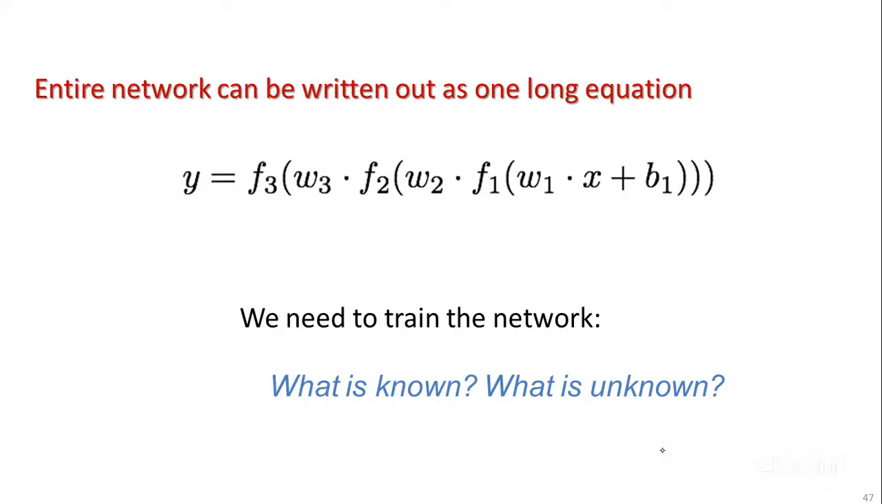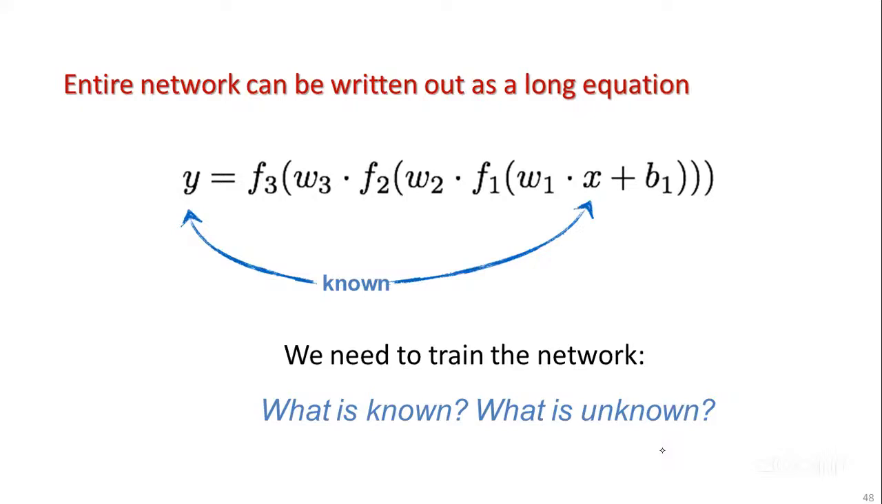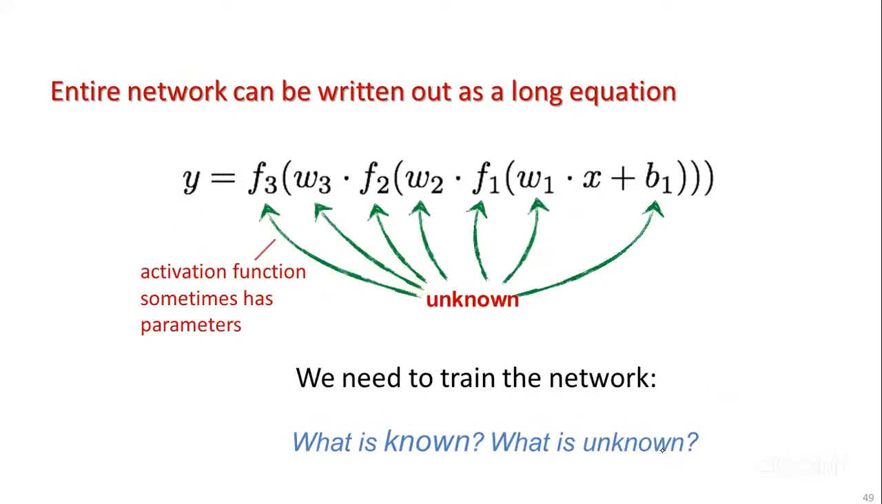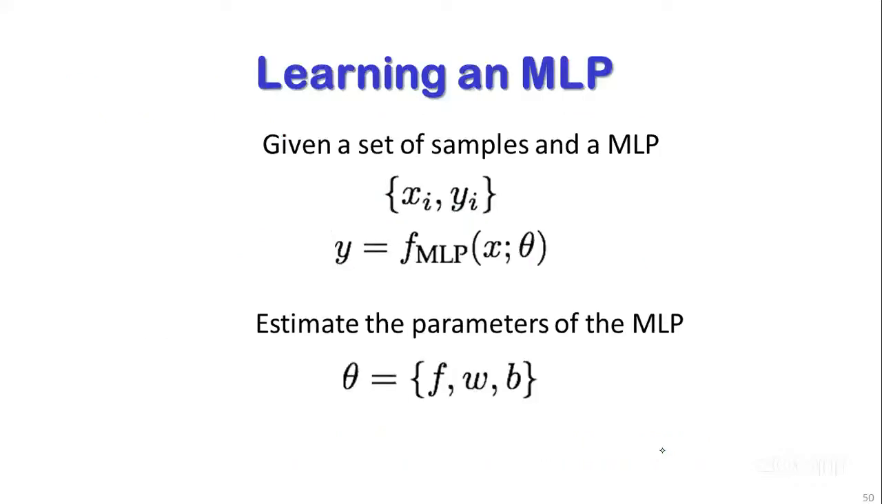Now here, what is known to us and what is unknown to us? Only two things are known to us, that is X and Y. Rest everything, you can see all these weights, activation function, bias, everything is unknown, right? And sometimes your activation functions also have parameters. So these are all unknowns which we have to learn.